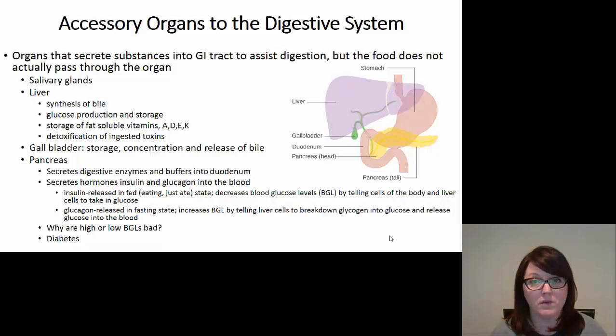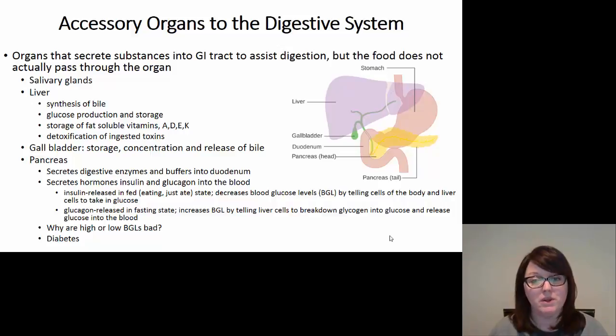Insulin is a hormone that's released from the pancreas during our fed state. And the fed state is referred to as the state of when you are eating or you've just eaten a meal. If you've just eaten a meal, or if you are eating a meal, then what's happening is your blood glucose levels are going up. That's because you're absorbing glucose from your food into your bloodstream.